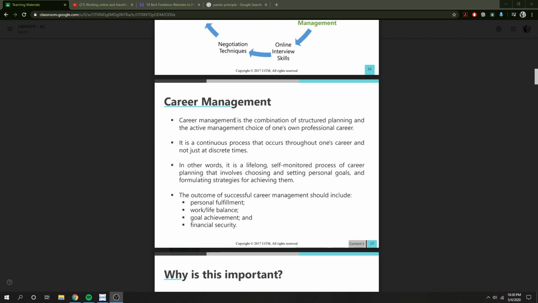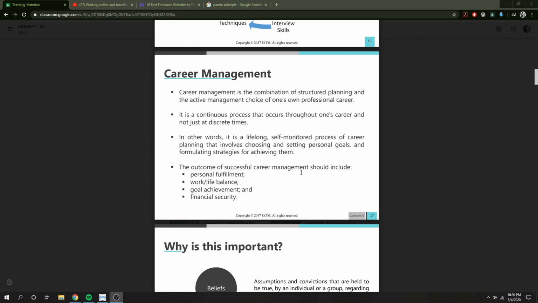Okay, career management is the combination of structured planning and active management choice of one's own professional career. It's a continuous process occurring throughout one's career and not just a discrete time. In other words, it's a lifelong, self-monitored process of career planning that involves choosing and setting personal goals and formulating strategies for achieving them. The outcome of successful career management should include personal fulfillment.